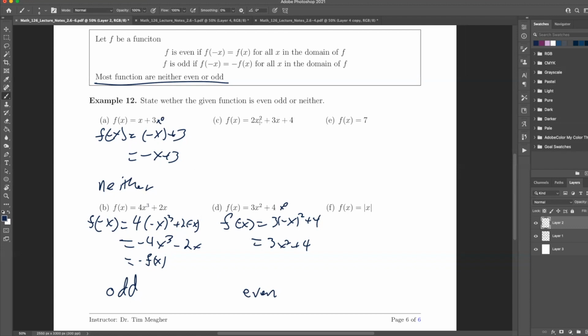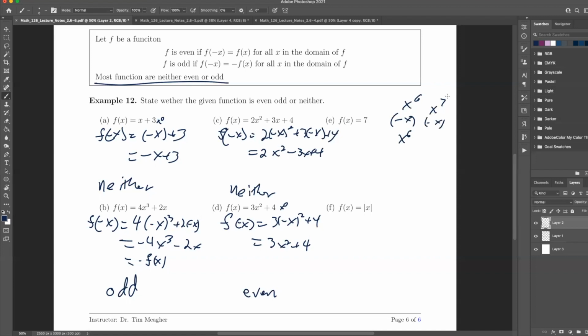Here, we have terms which are both odd and even, so you can probably guess this is neither, and we'll find out that to be the case. If I plug in negative x, I get 2 times negative x squared plus 3 times negative x plus 4. Well, that's equal to 2 negative x squared minus 3x plus 4. And notice that this is neither the negation nor the original, so it's neither. It really comes from the power of the function, because x to the 6 is an even function. x to the 7 is an odd function, in the sense that if I plug in negative x and multiply it 6 times, I'm just going to get back x to the 6. But if I plug in negative x into x to the 7th, I'm going to get minus x to the 7th. Okay? And so that's really where it comes from.